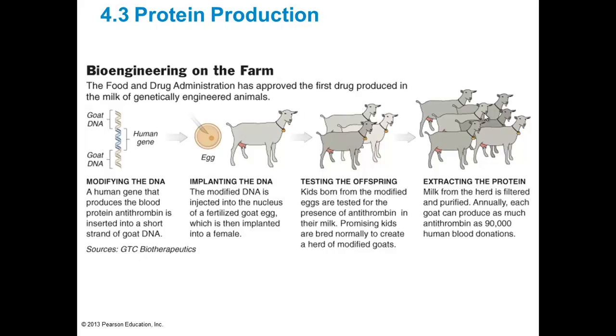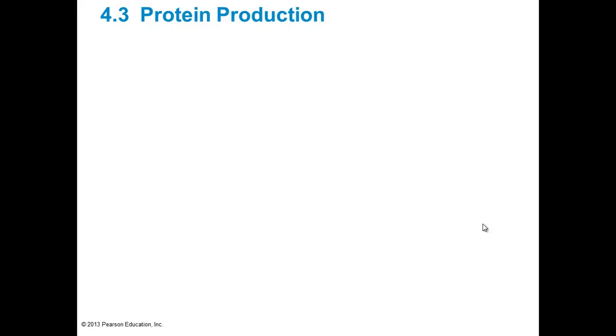Antithrombin, or atrin, used to be harvested from human blood donors. And annually now a single goat can produce as much atrin as you would find in 90,000 human blood donations. So the prolific nature of this makes it much less expensive, so it drives the cost down for these products.